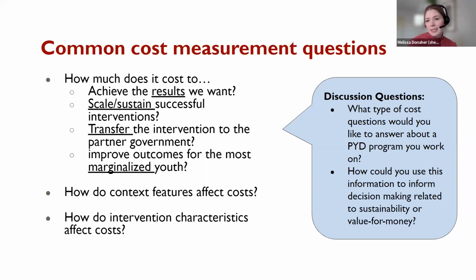I see a question from Stephanie. How much do costs differ for urban, peri-urban, and rural PYD programs? How could we plan for more appropriate costs in the future? Yeah, that's a great example of thinking about context and how that impacts the cost of different interventions.